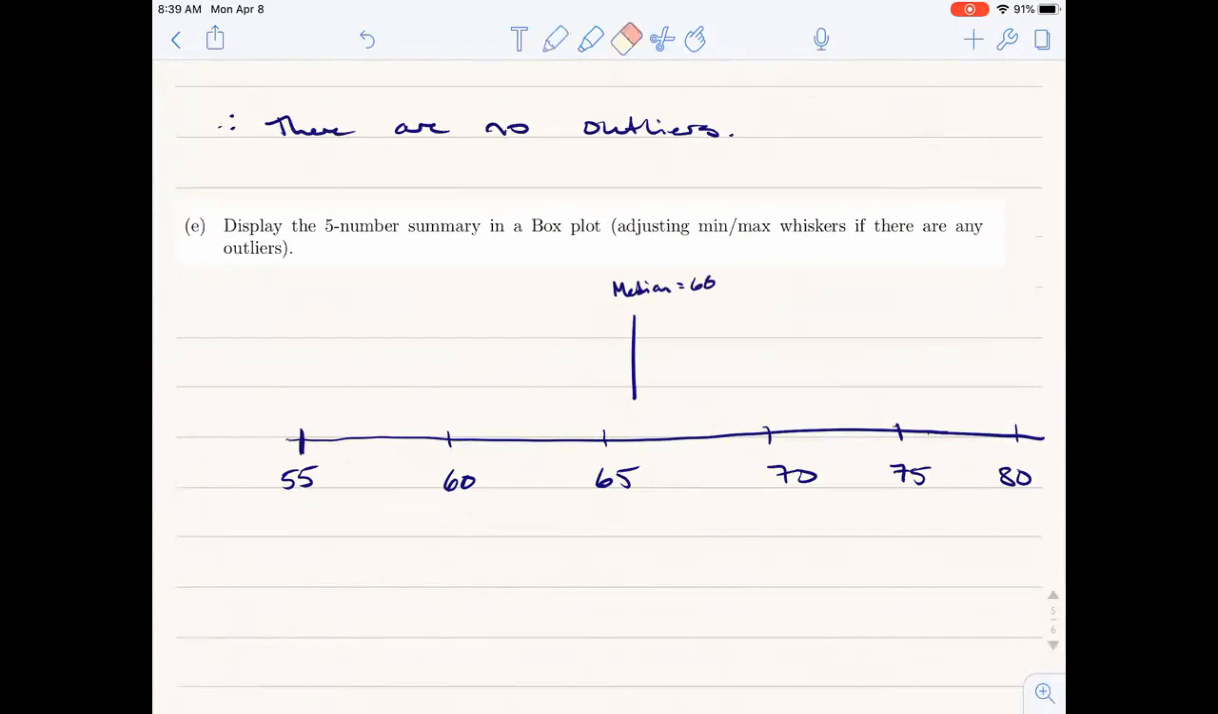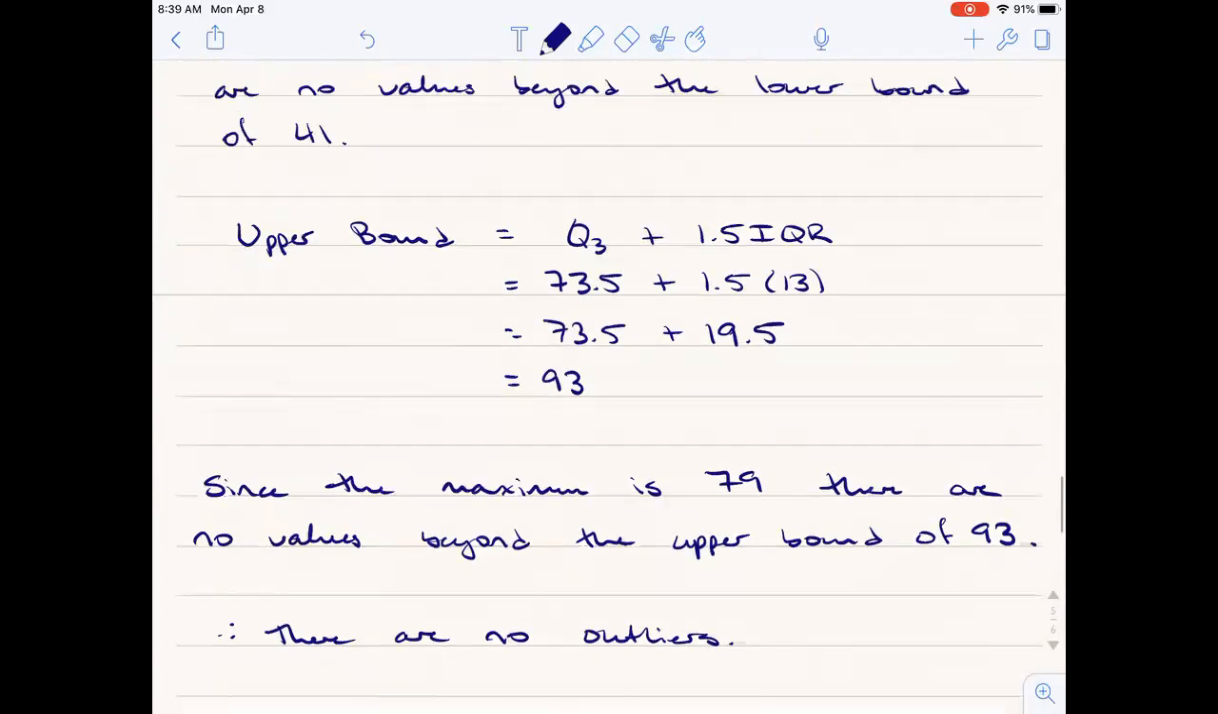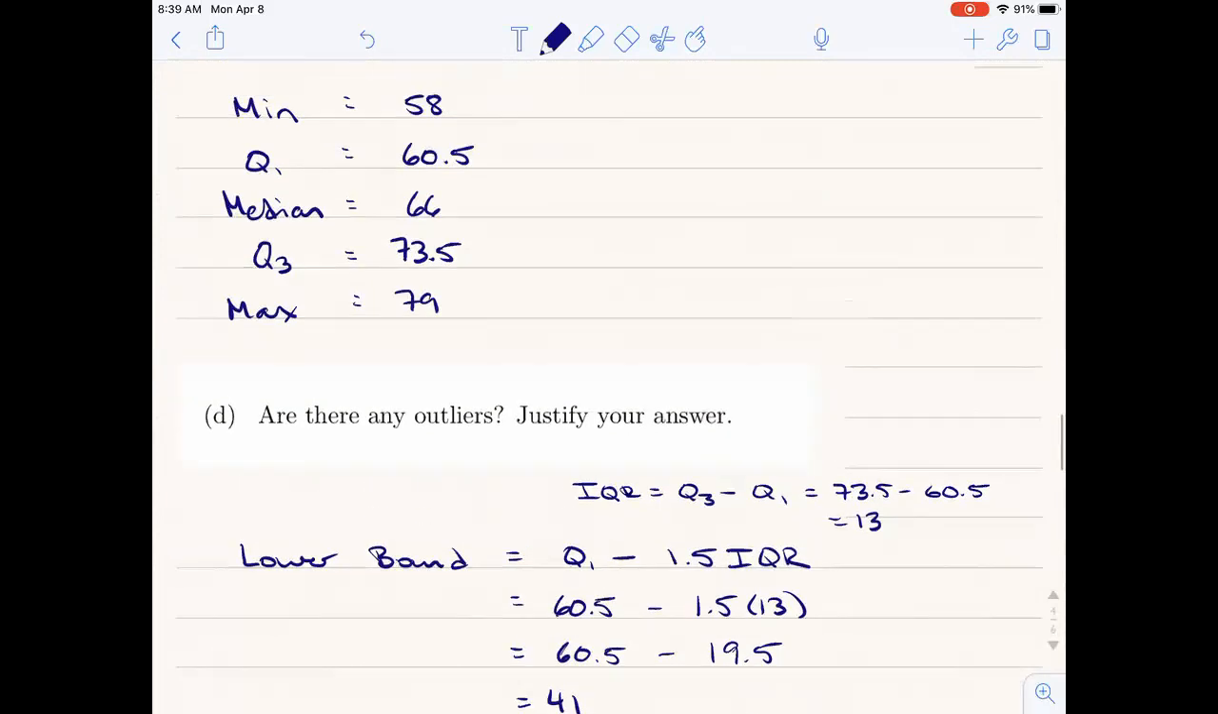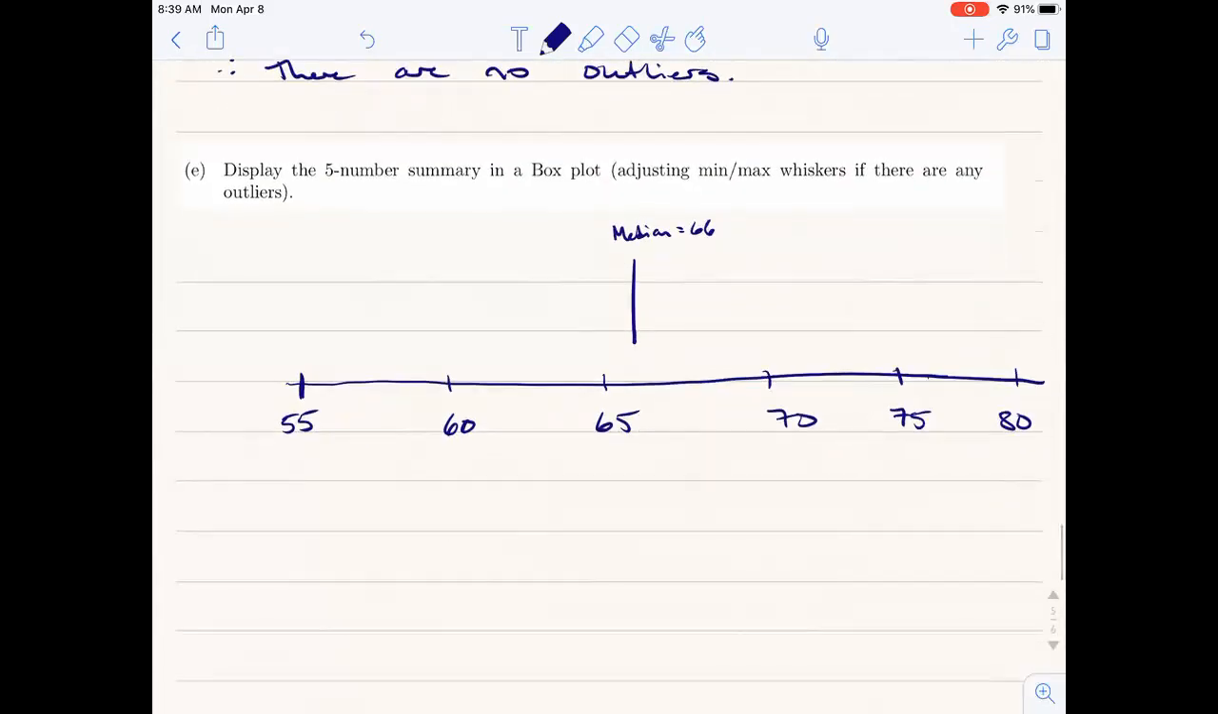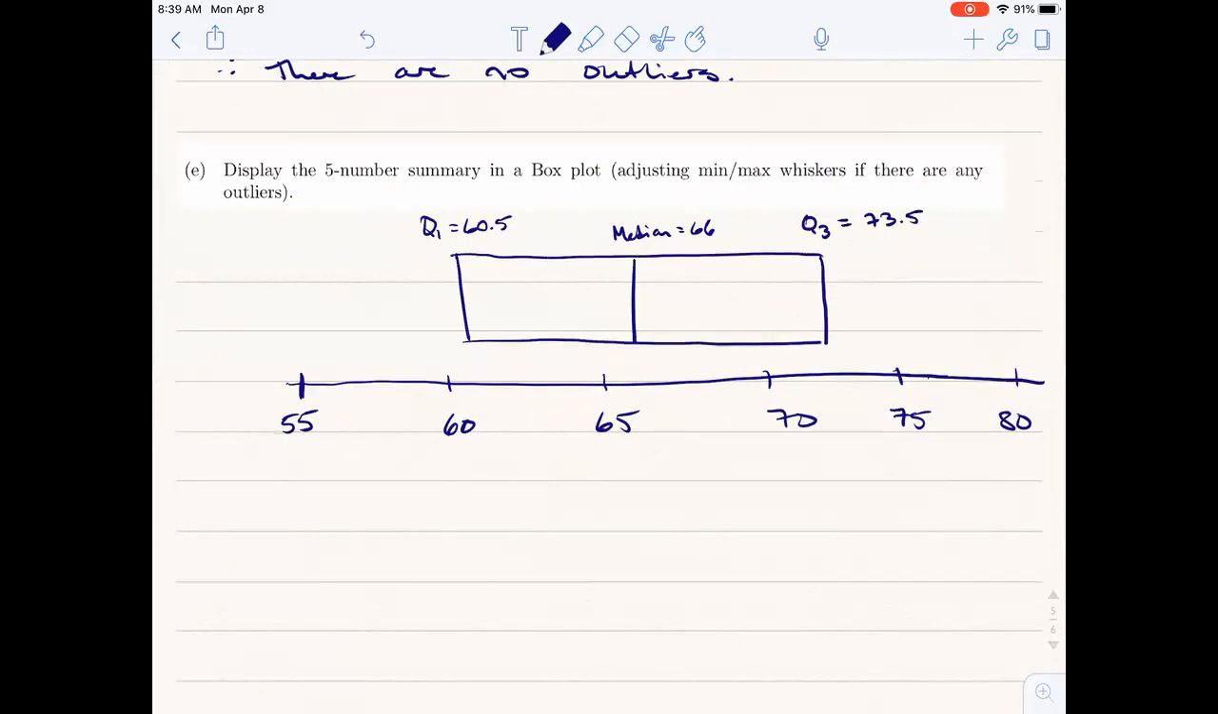Oops, 66. And then I think Q1 was 60.5 and 73.5. So roughly here, Q1 is 60.5 and Q3 is 73.5. Connect those quartiles to make a box.